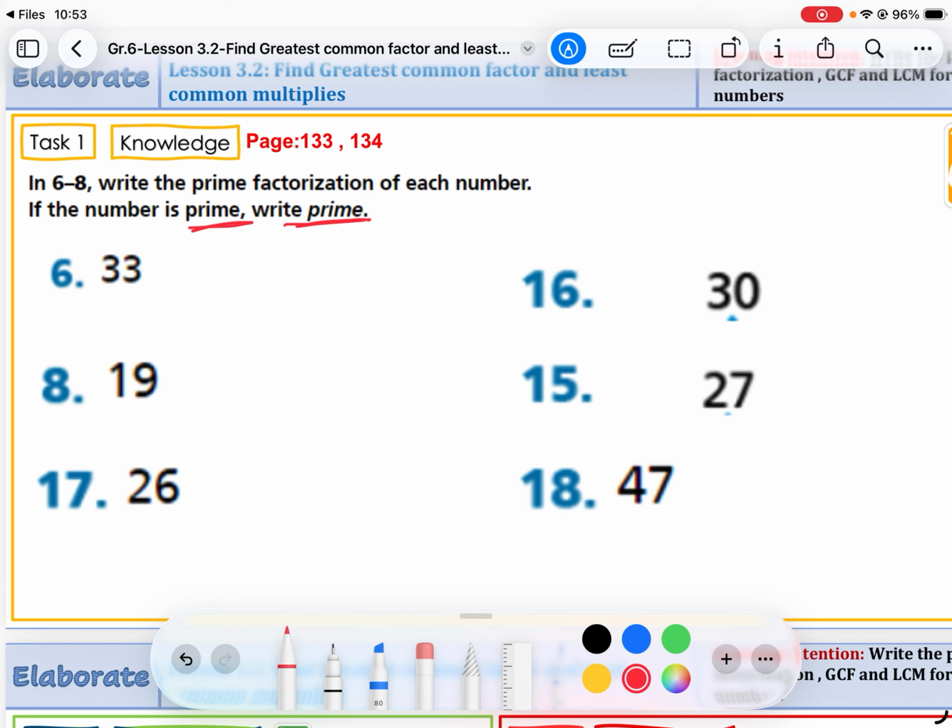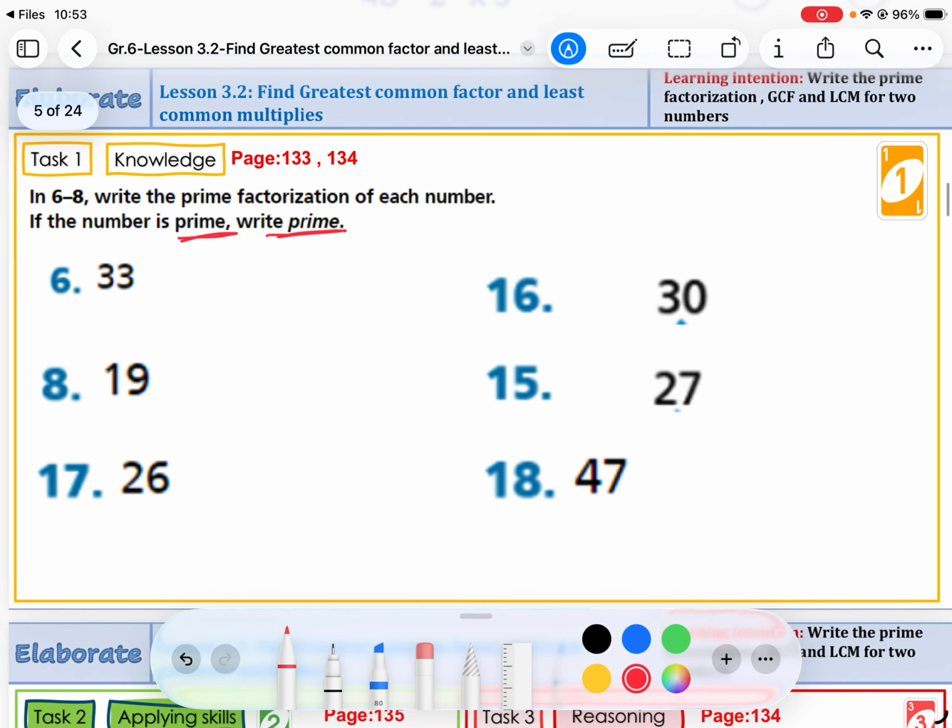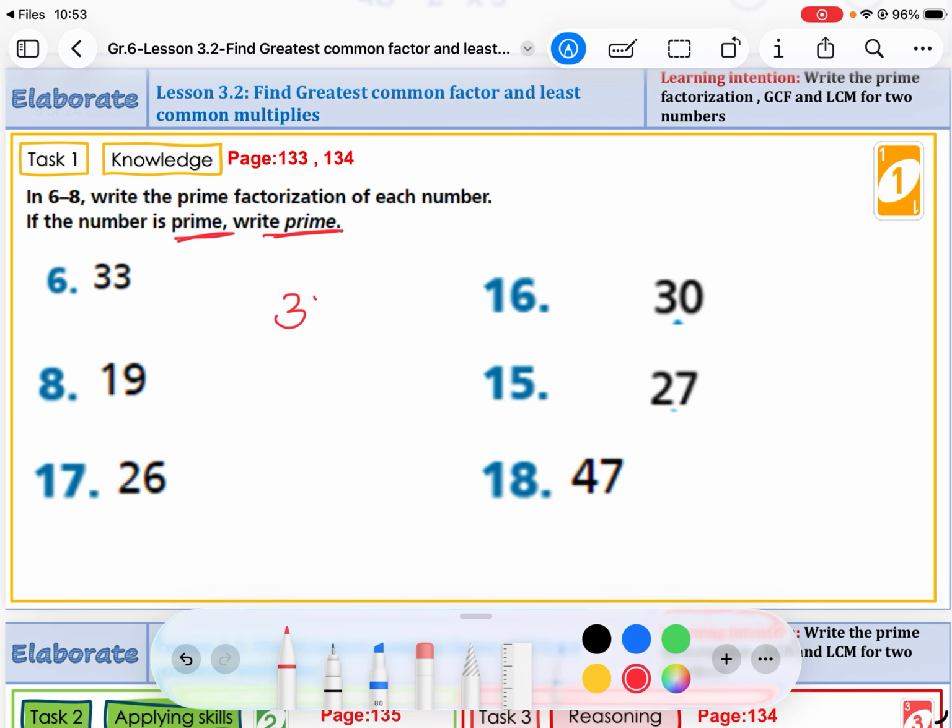So as you can see here, 33. Let's go on the side here, 33. We're going to factor it now. Think, what two numbers if you multiply will give you 33? We have 3 times 11. So my prime factorization is 3 times 11. This is your final answer, okay? This is how you're gonna do it.